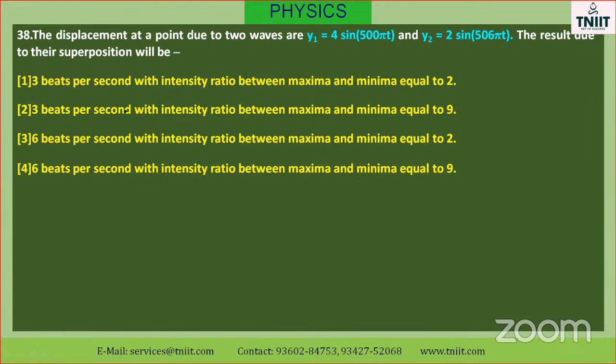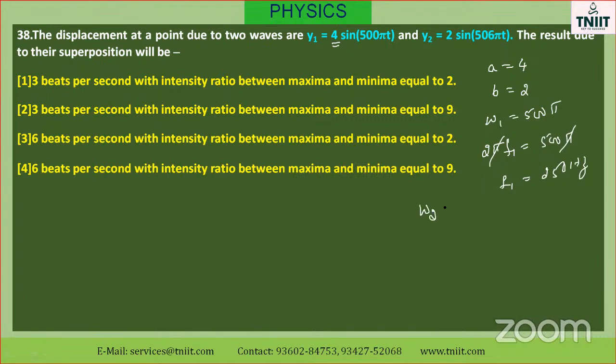The displacement is given by these two equations. Due to the superposition, what happens? What is the first amplitude? 4. Second amplitude is 2. What is the first frequency? Omega 1 is 500 pi. So 2 pi f1 equals 500 pi. Pi will get cancelled. f1 will be 250 hertz.